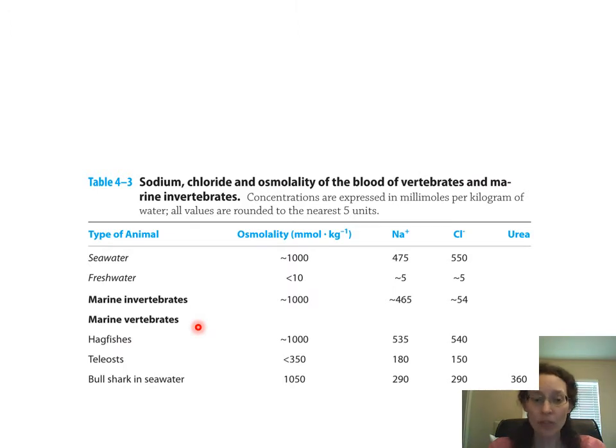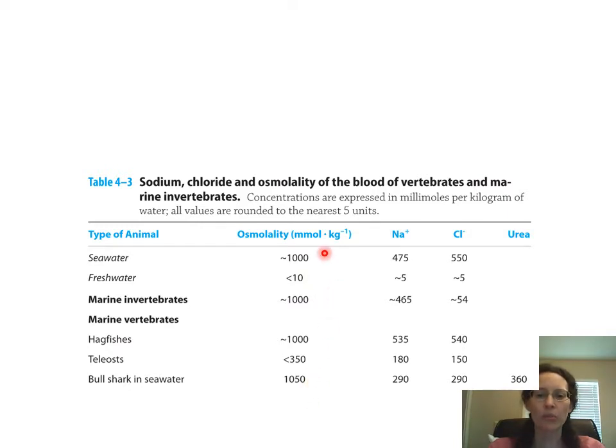When we look at the marine vertebrates, so our hagfishes, remember our hagfishes, that was one of our basal groups, they're right around the 1,000 as well, suggesting that their body tissue is the same way, showing a similarity with invertebrates here, but basically they don't have to worry about any sort of solute balance gradient either. Teleosts, on the other hand, we see is a lot lower. It's less than 350, so they're going to be wanting to keep the salts out, keep their water in, and they're going to be fighting against the gradient between the seawater.